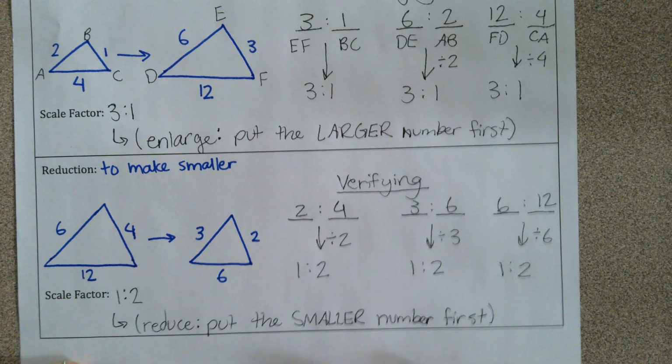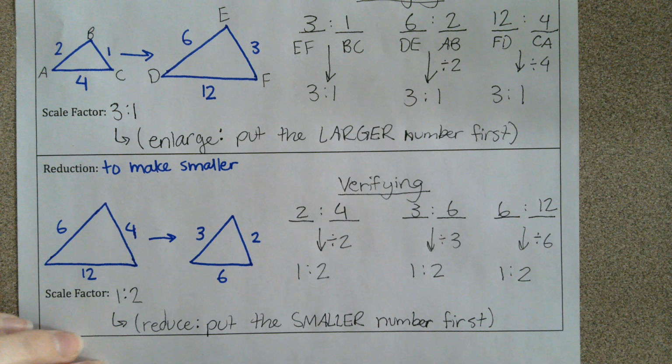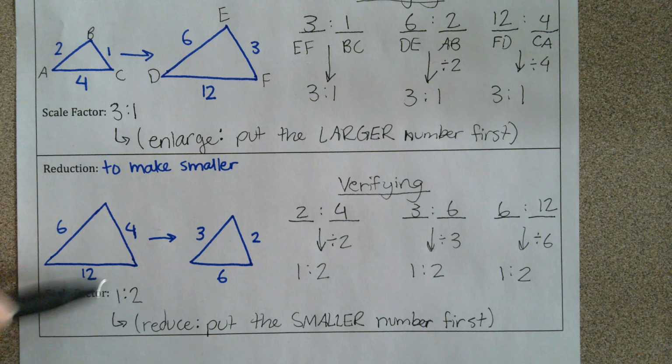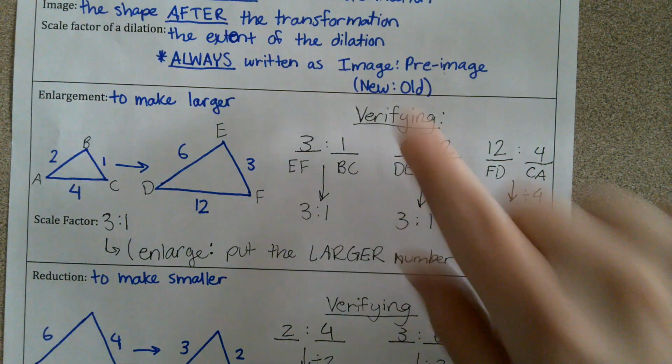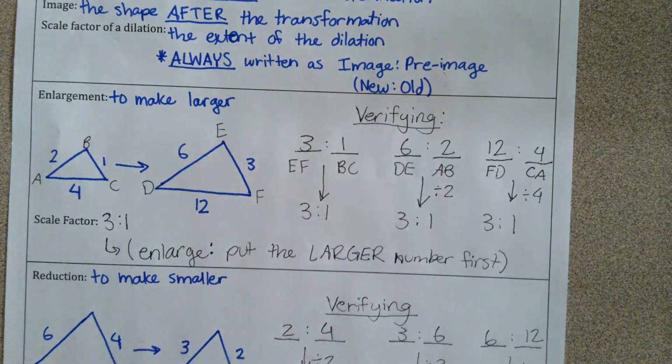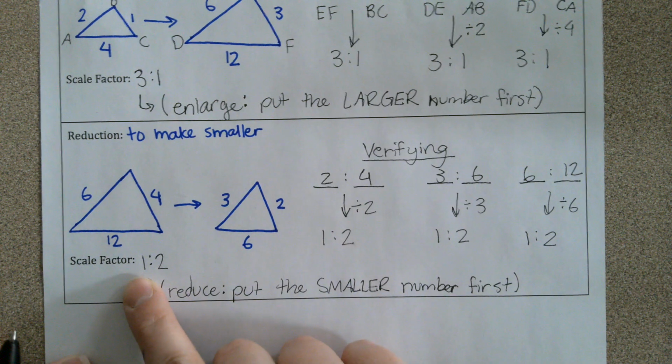And this lines up because, like I just mentioned earlier, if you're reducing, you put the smaller number first. So it makes sense that the 1 comes first in the ratio. And it also lines up with the rule that you have to do new to old. And the newer one is the smaller one, so that has to go first.